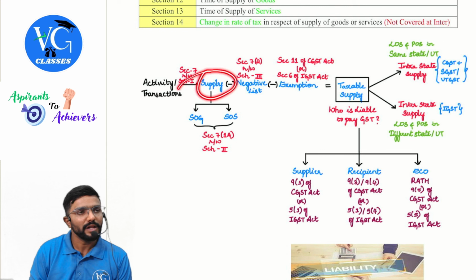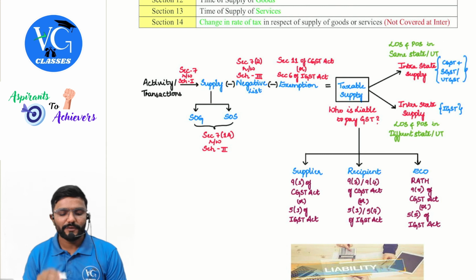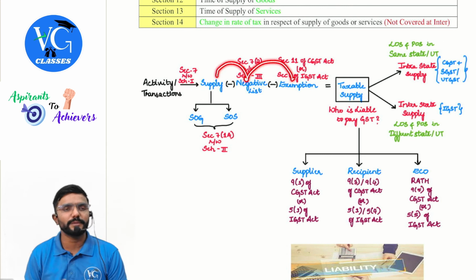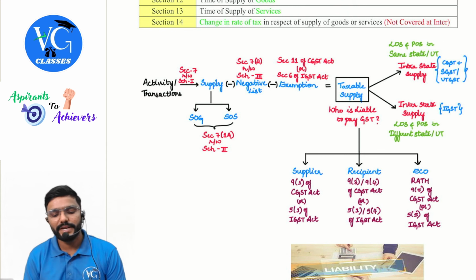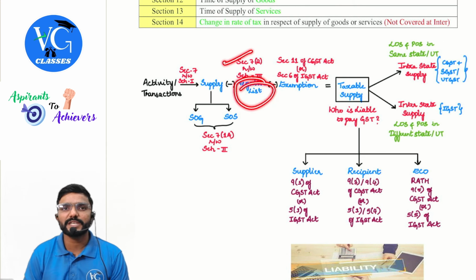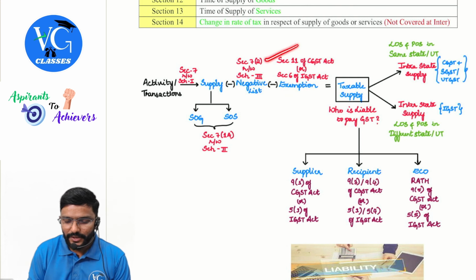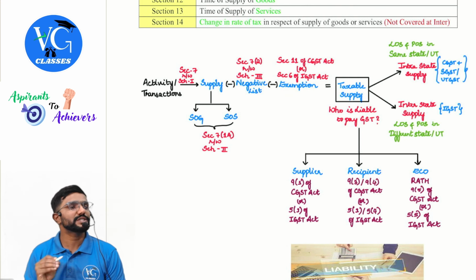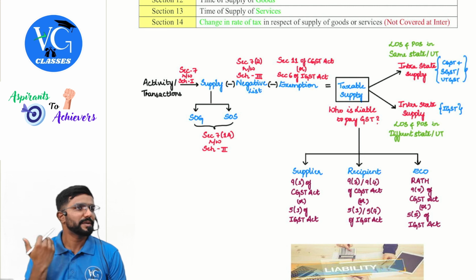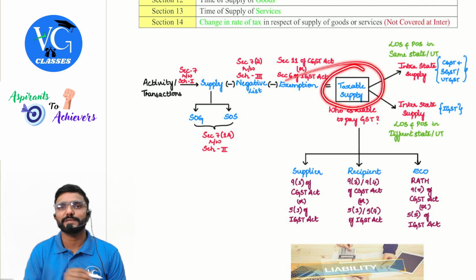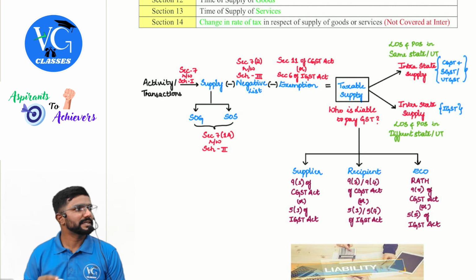Then, will all supply be taxable? No. If this supply is covered in the negative list or exemption, it will not be taxable. Where is the negative list given? Section 7 subsection 2 read with schedule 3, or exemption under section 11 of CGST Act or section 6 of IGST Act. If it is exempt, remove it. Remaining is taxable, guys.